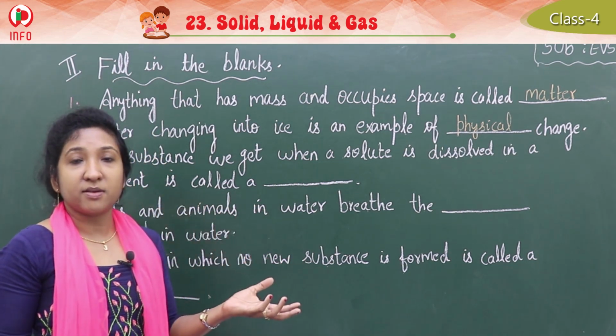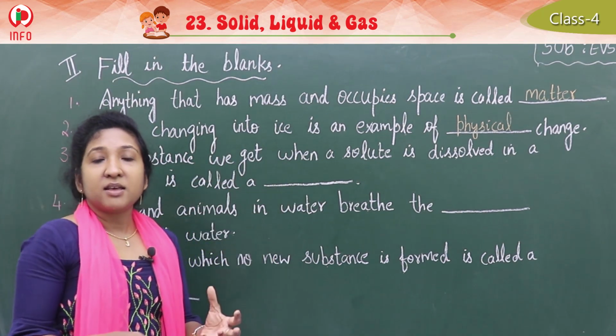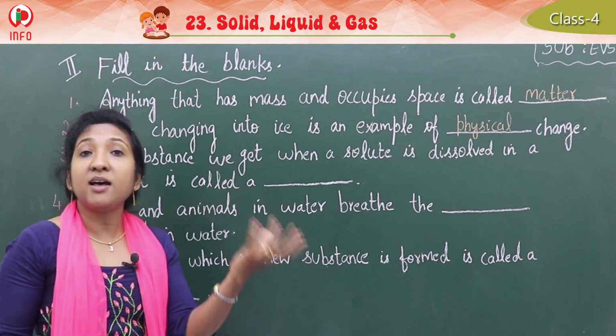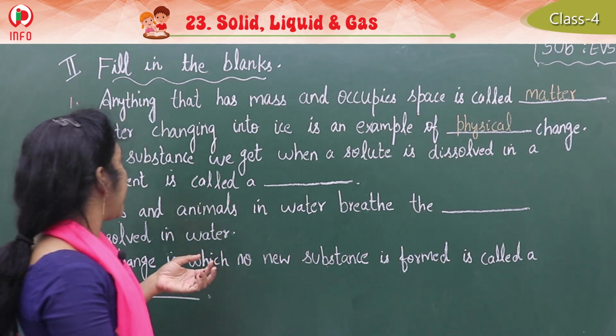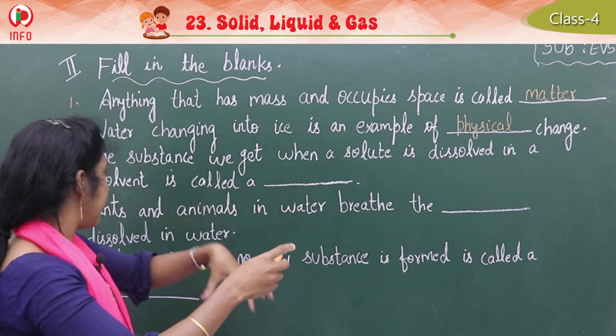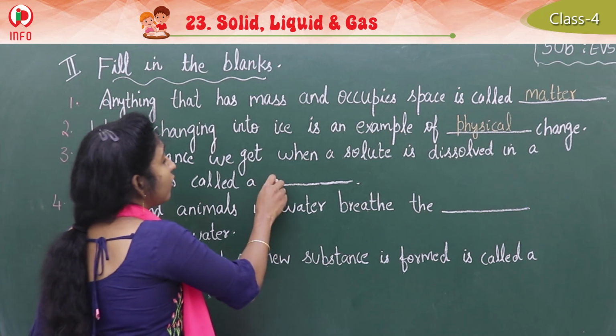Now third one, the substance we get when a solute is dissolved in a solvent is called a dash. When a solute is dissolved in a solvent, we get, yes, sugar in water. We get sweet water. That is a solution. Yes, solution. The substance we get when a solute is dissolved in a solvent. Solute and solvent mix together to form a solution.